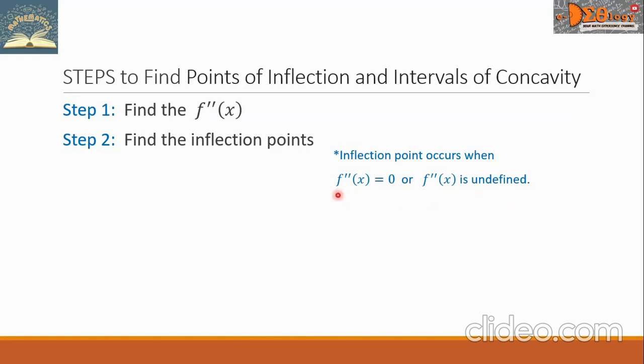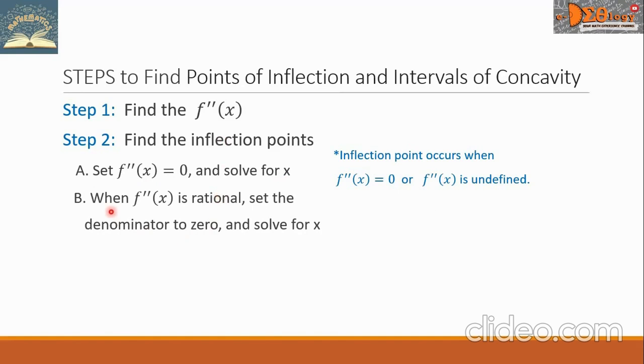For the first case, when f double prime of x equals 0, we can do this by setting the f double prime of x equals 0 and solve for x. The resulting value of x is the inflection point. Letter B. When the second derivative is rational, or we say a fraction, set the denominator to 0 and solve for x. The resulting value of x is the inflection point, and that is the point when the second derivative is undefined.